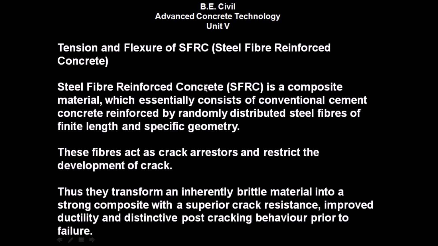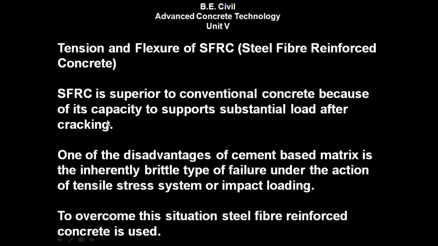Steel fiber reinforced concrete, that is SFRC, is a composite material which essentially consists of conventional cement concrete reinforced by randomly distributed steel fibers of a finite length and specific geometry. These fibers act as crack arresters and restrict the development of the crack. Thus, they transform an inherently brittle material into a strong composite with superior crack resistance, improved ductility, and distinguished post-cracking behavior prior to the failure.